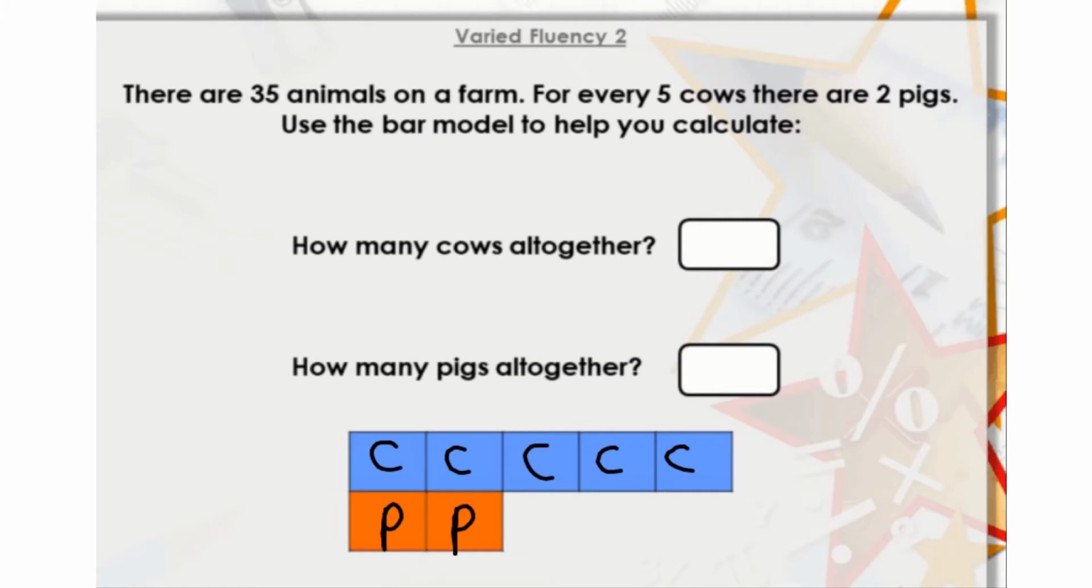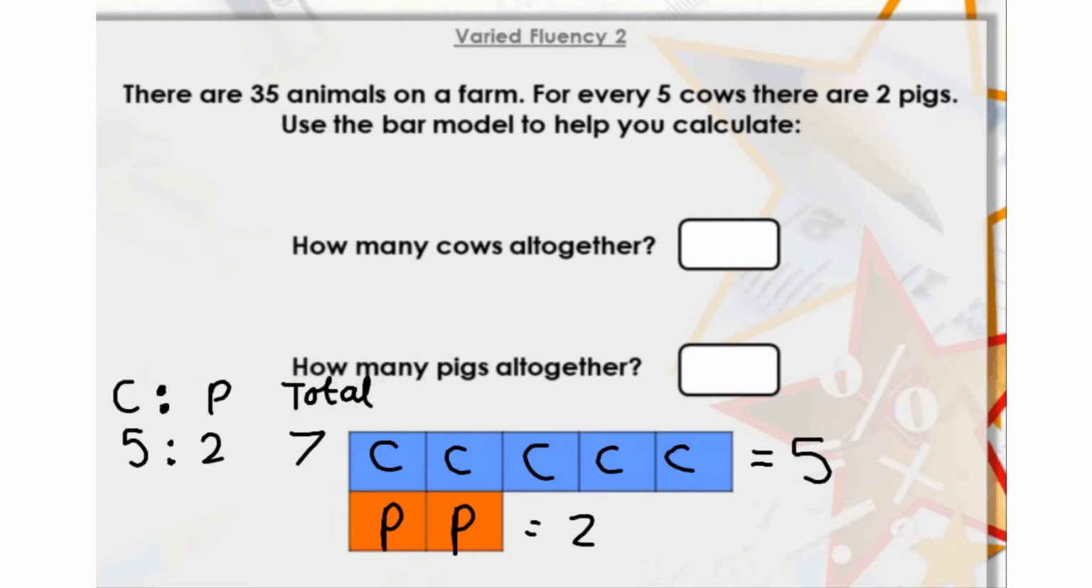So we will know that this would be 5 cows and 2 pigs. So we've got cows to pigs is 5 to 2. But that only gives us a total of 7. And actually, the total number of animals isn't 7, it's 35. So what do we need to do? We have to make sure we do the same to all of the parts.